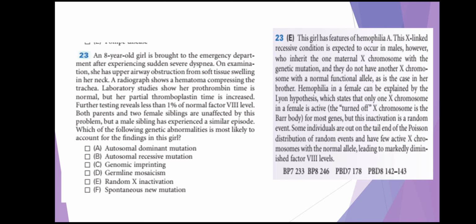So these are X-linked recessive conditions commonly seen in males, but if a female has inherited one defective X chromosome and the other X chromosome has been inactivated during embryogenesis, a condition known as lionization, then also the female can manifest the disease. So this is an event of inactivation of the X chromosome, and so the answer is E.